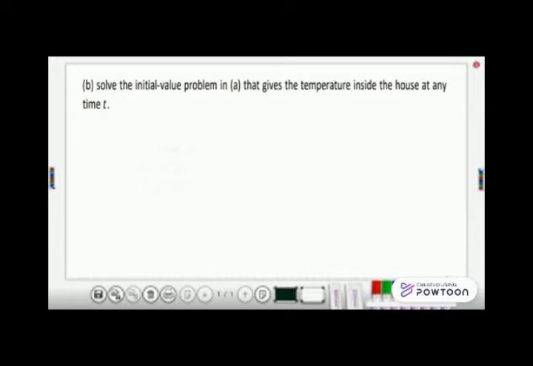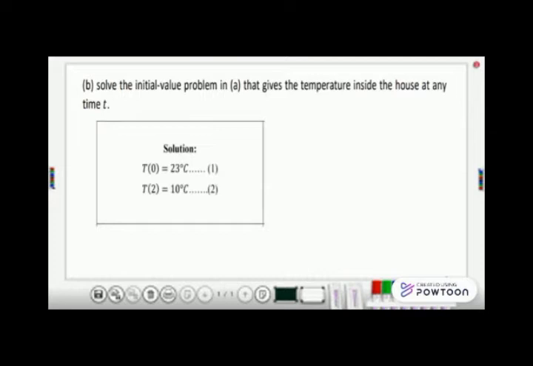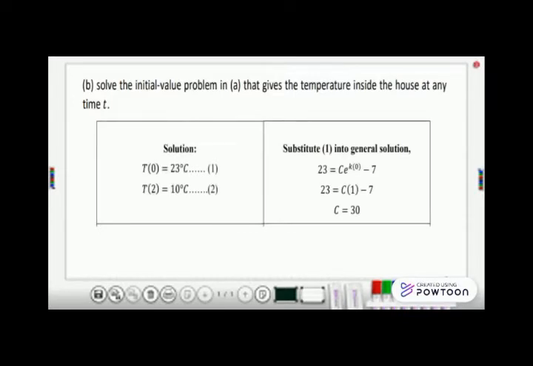For question B, the question asks us to solve the initial value problem in A that gives the temperature inside the house at any time t. So, for the solution, we know that we have T(0) equal to 23 degrees Celsius as initial value number 1, and T(2) equal to 10 degrees Celsius as initial value number 2. Then, substitute the first initial value into the general solution that we obtained from question A. Hence, we will have the value of C, which is equal to 30.